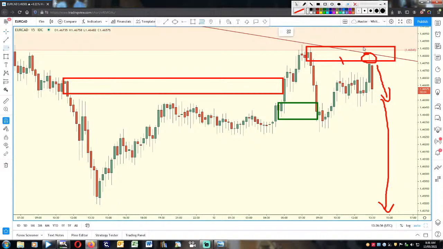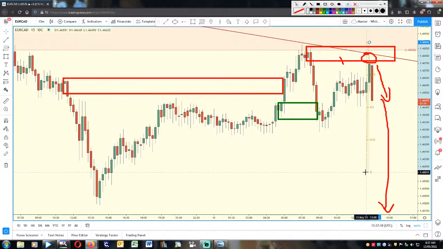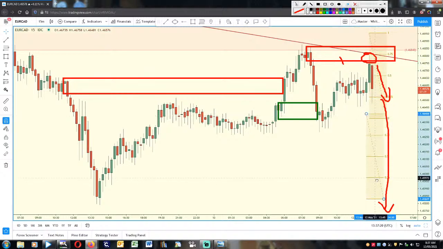In a case like this, let's take a look here. I'll use my risk to reward tool. So that would be 3 to 1. Like that, that would be 3 to 1. And that's your 6 to 1.